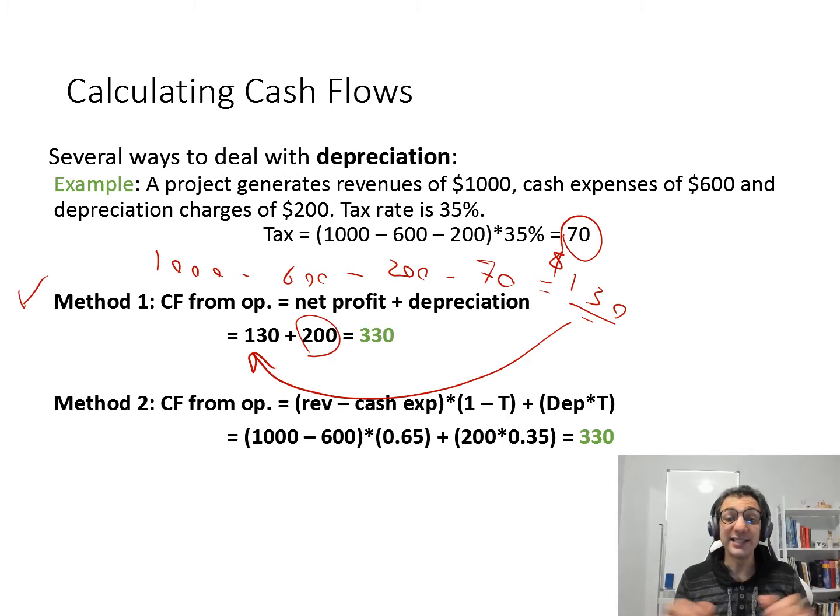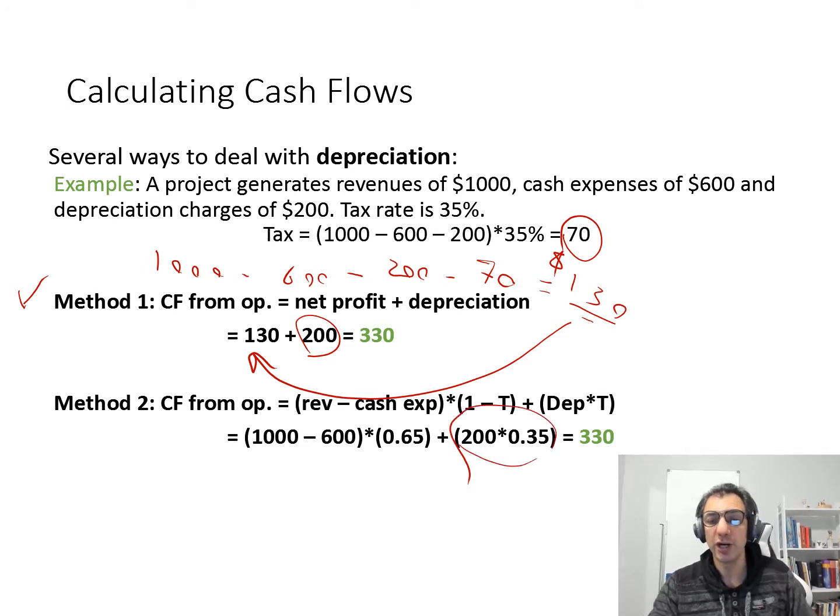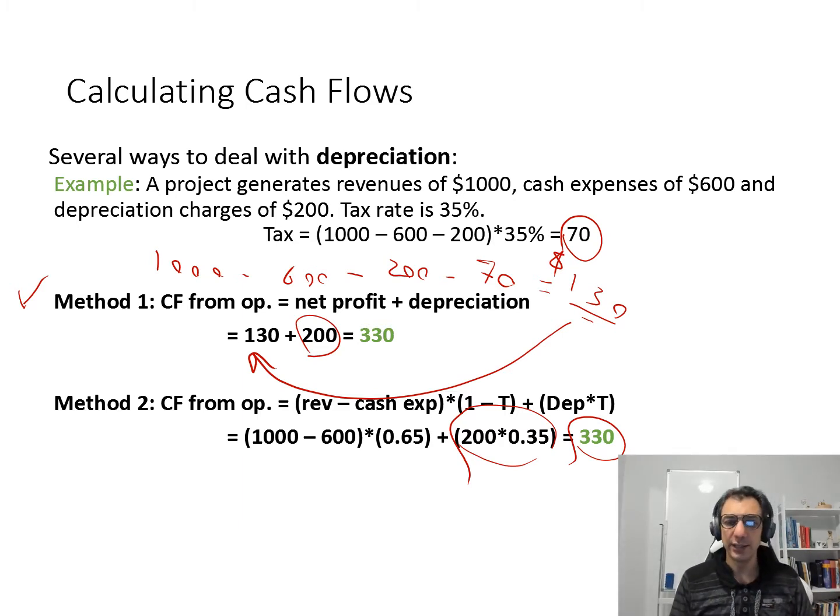$330. The second approach, we start from scratch, we include the revenues and cash expenses, we take out the impact of tax, and we add back depreciation times the tax rate. And in this case, it will give you the same $330.